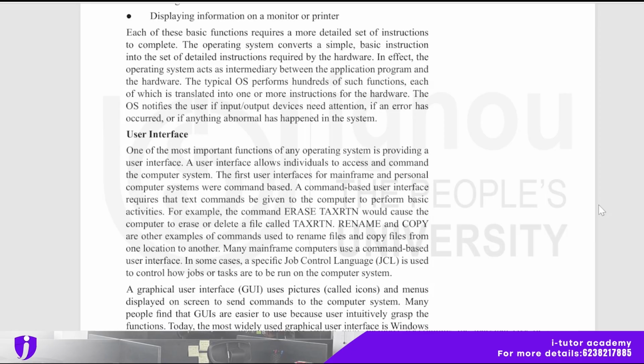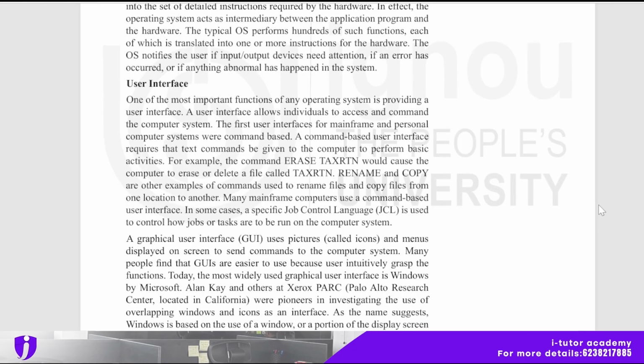The typical OS performs hundreds of such functions, each of which is translated into one or more instructions for the hardware. The OS notifies the user if input or output devices need attention, if an error has occurred, or if anything abnormal has happened in the system.